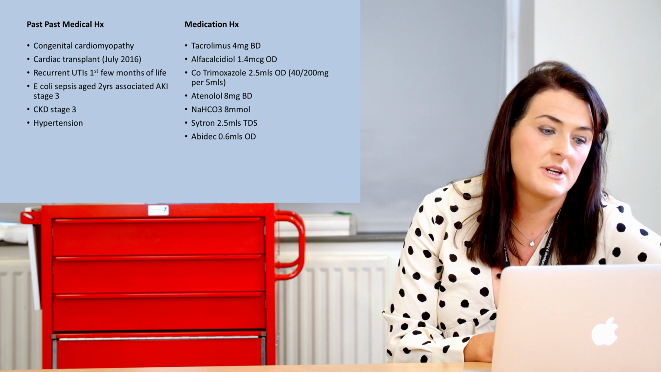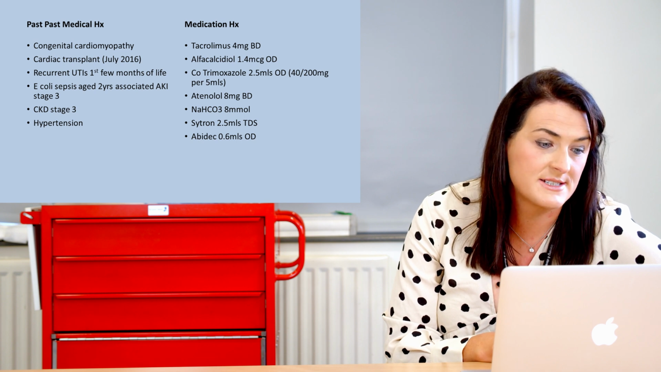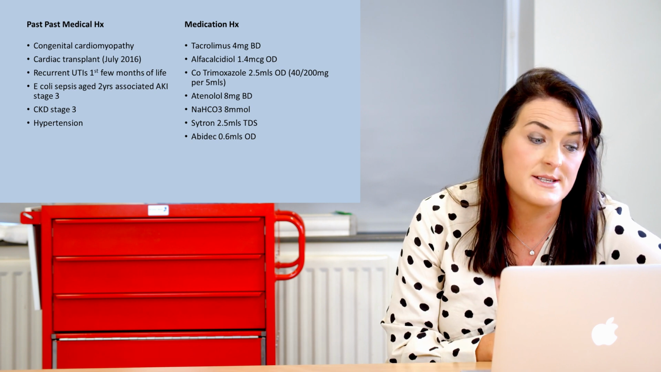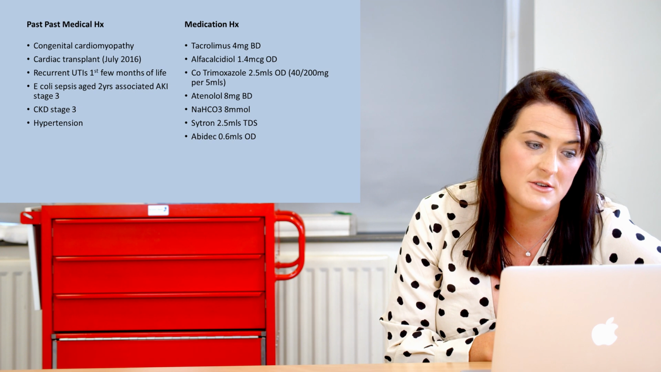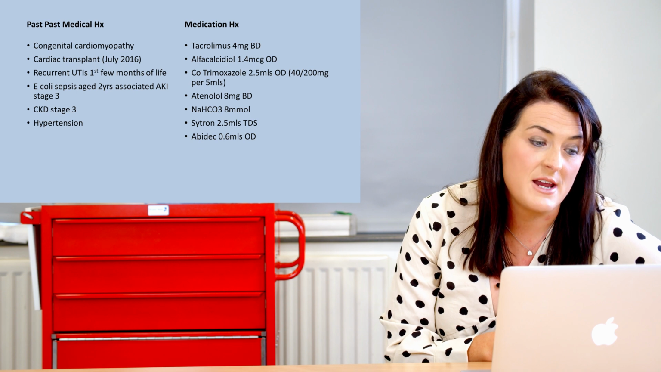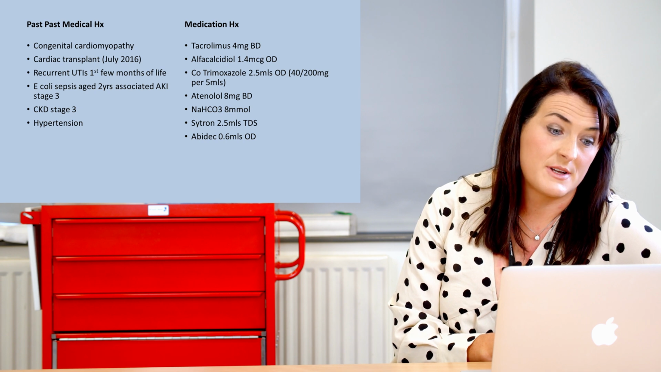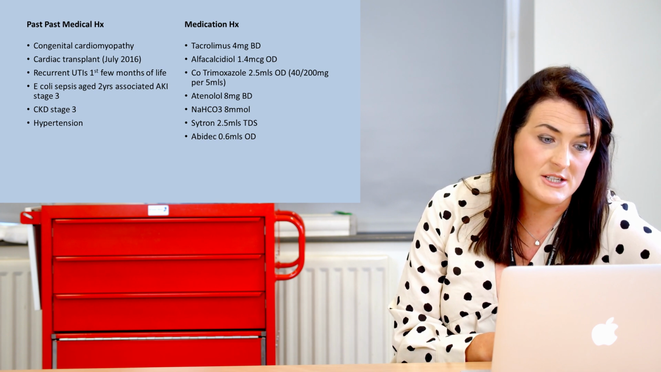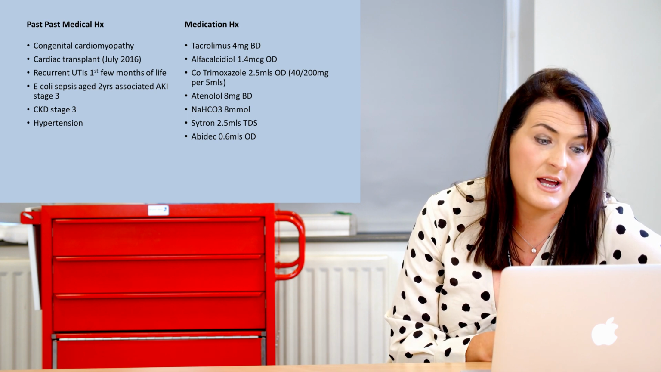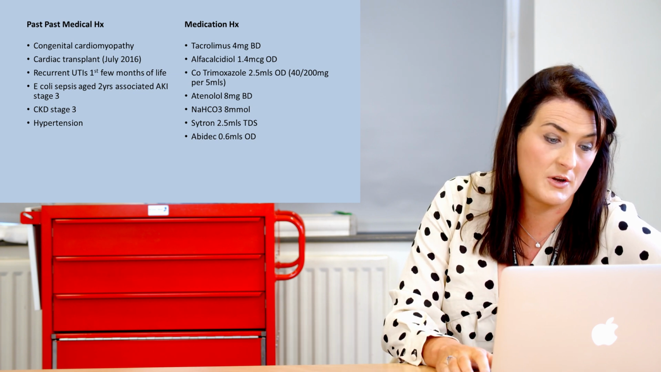Looking at her past medical history, she had a history of congenital cardiomyopathy. She had a cardiac transplant in July 2016. As a young child, she had recurrent urinary tract infections. This culminated in an E. coli sepsis, aged 2 years of age, and at that time she had a documented AKI. This led on to her developing CKD stage 3, probably partly from a transplant perspective, but also because of insults to the kidney, and she also had hypertension. Looking at her medication history, she was on tacrolimus, alfacalcidol, cotrimoxazole, atenolol, sodium bicarb, Citra and Abidec. And just to particularly focus your minds on the tacrolimus with regard to her medication history.